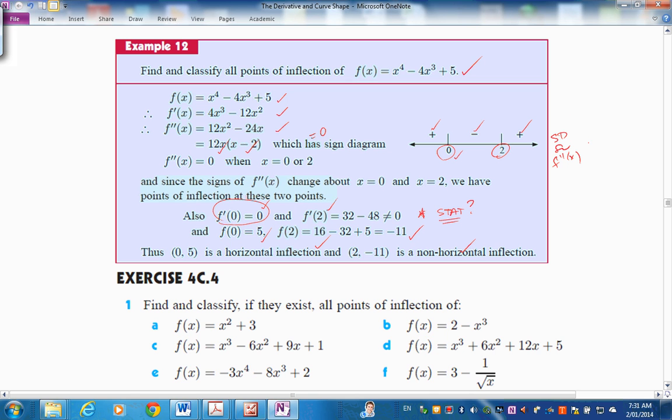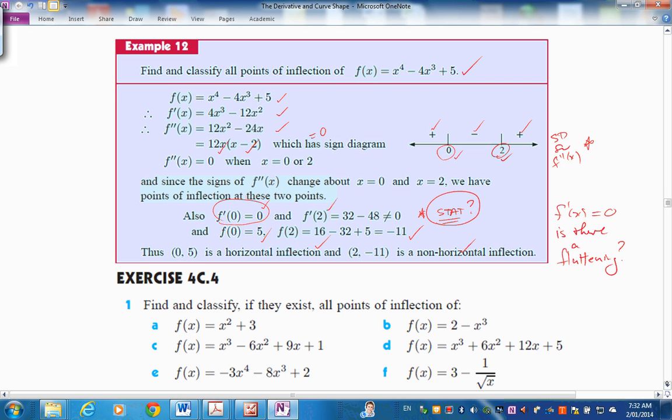You can't tell that from this sine diagram. So you've actually got to go and check, is f'(x) equal to naught? Is there a flattening of the curve there? So once we've got our two points of inflection, where the second derivative equals naught, we've got to check whether they are flattening points.